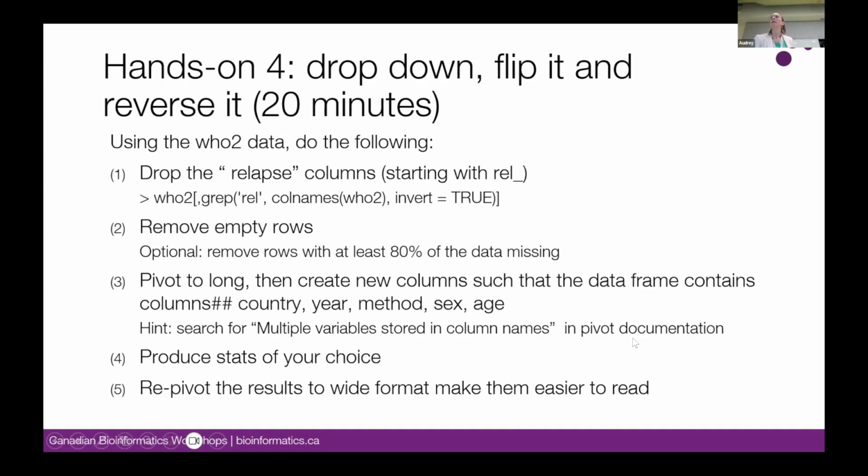If you look at the pivot documentation with the help function, it's telling you how to do this, how to split the information of one column name into different columns. Then you can do stats if you want, and maybe re-pivot the results to a wider format for ease of reading. This is complex. This is hard. So I'm not expecting you to be able to do everything, and it's why I'm giving you hints. But this is a complex task.